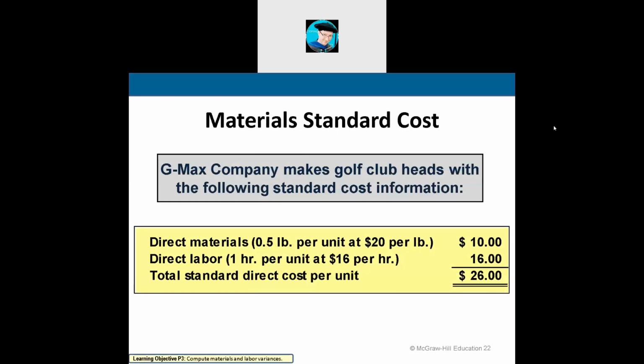Okay, now I guess we're making golf clubs. Why not? We already made baseball bats and we already made hockey sticks. Might as well make some golf clubs.